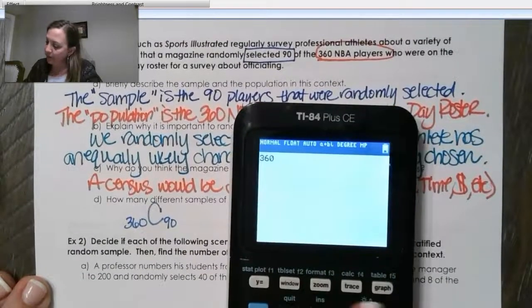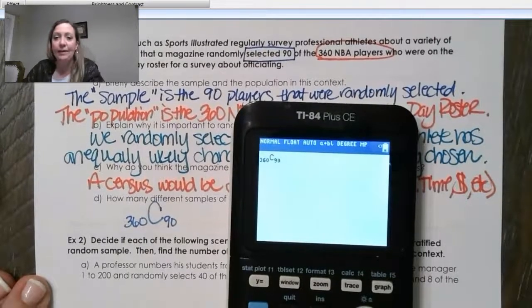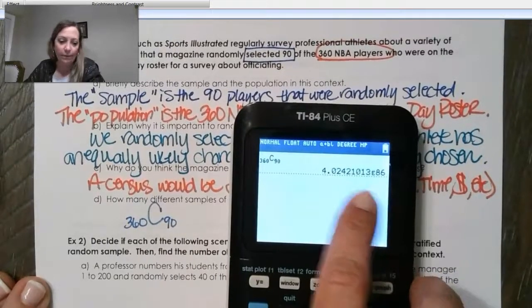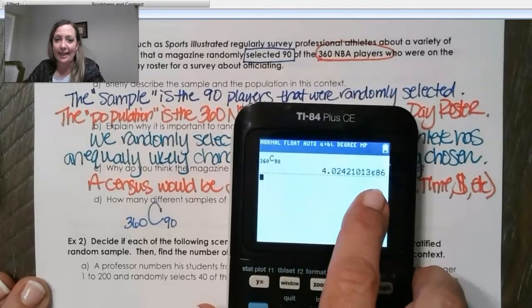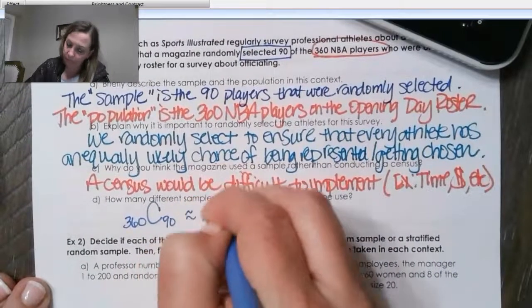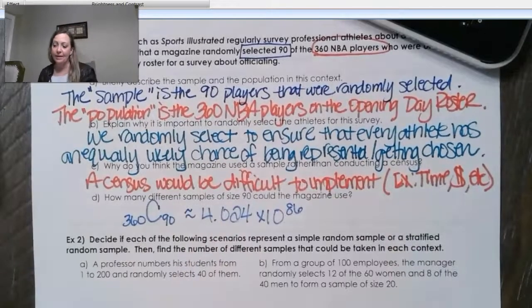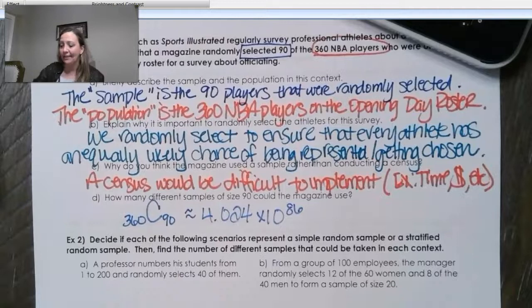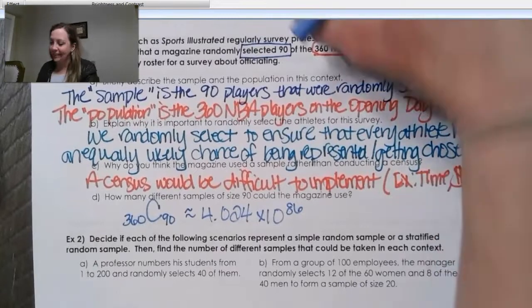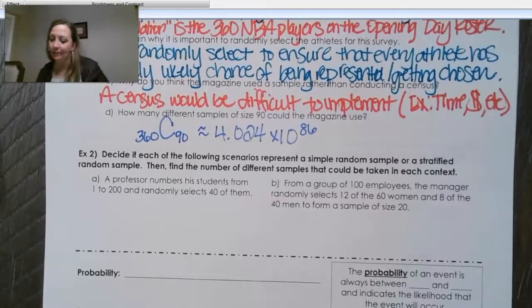And so as we learned the other day, we'll go to 360 C90. This is indicative of scientific notation. So I'll say about 4.024 times 10 to the 86th power. Okay, and that would be the number of samples of size 90 that the magazine could use in this situation. That's crazy. That's such a huge number. Lots of different groupings possible. One last example before we move on to probability.